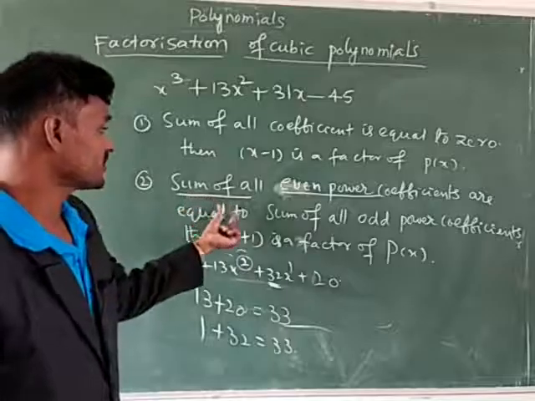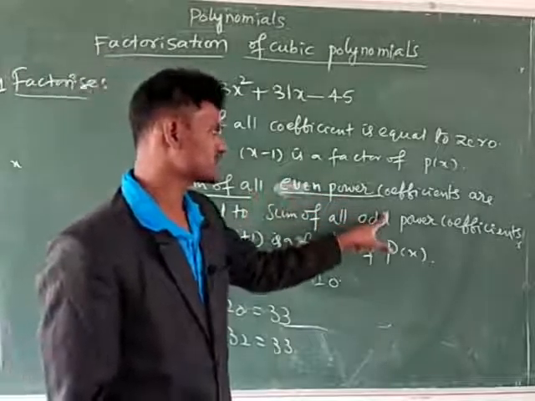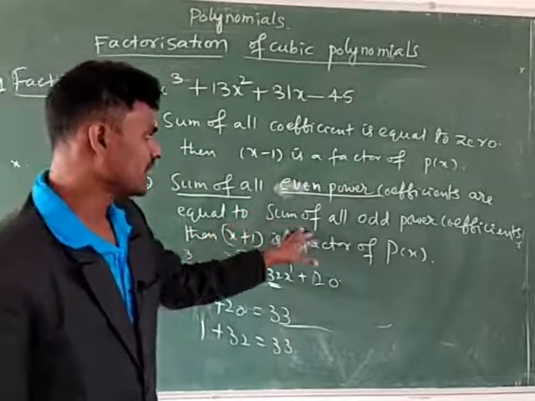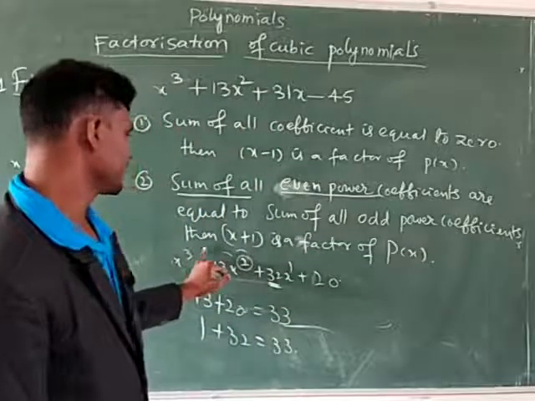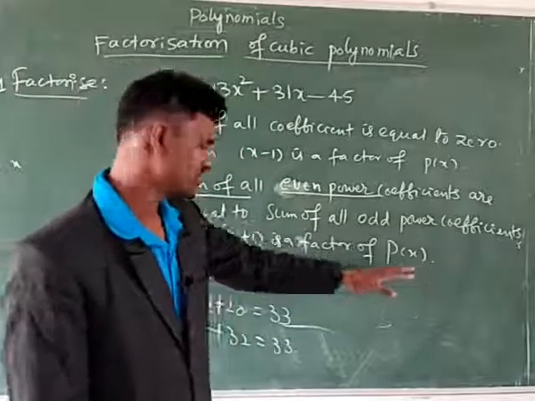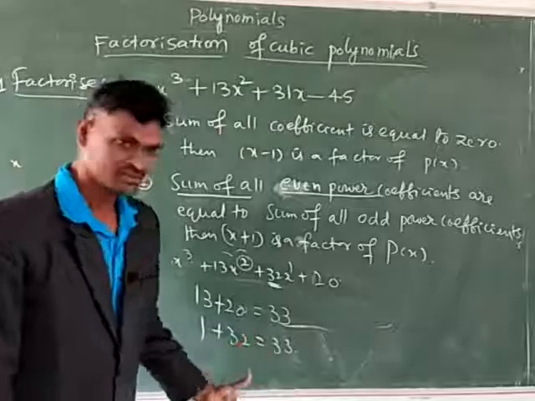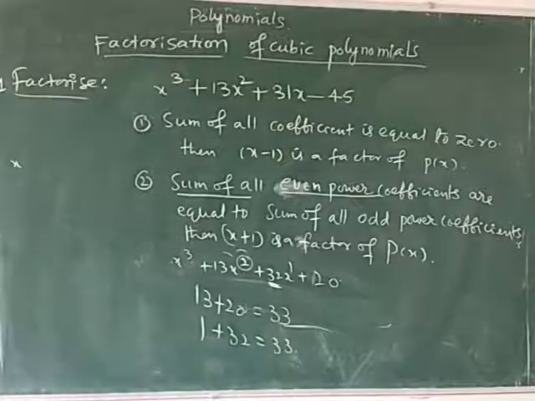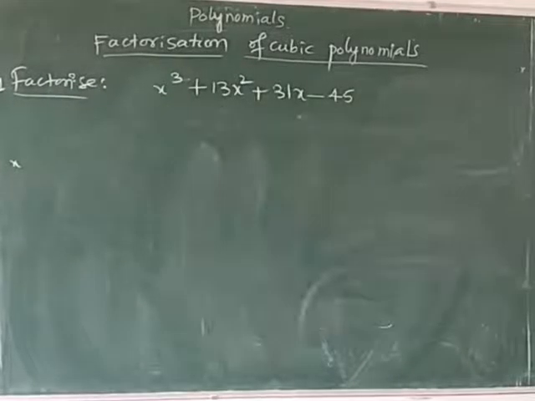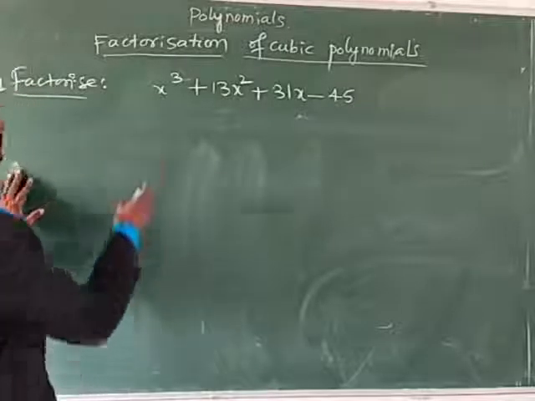Second one: if the sum of all even power coefficients is equal to the sum of all odd power coefficients, then x plus 1 is a factor of p of x. This is the example. Okay. Next we have to check some problems. In this problem we have to use the division algorithm.